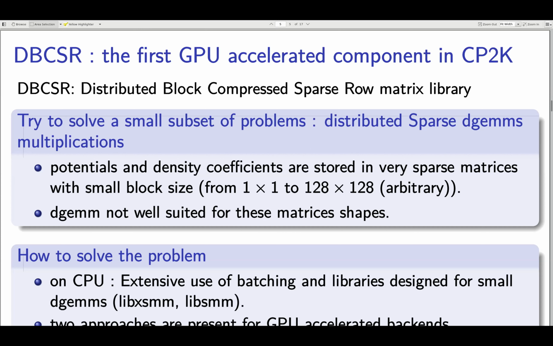The first one on CPU, because it was the original code. They make extensive use of batching and library design for small DGEMM. I cite two of them, which I know. libxSMM, which is developed mostly by Intel, but works as well on AMD and other platforms, and libSMM, which was, I don't remember who developed the library. It doesn't really matter.